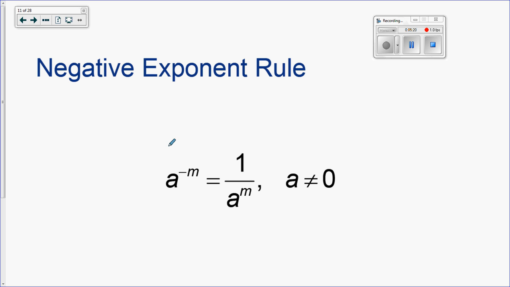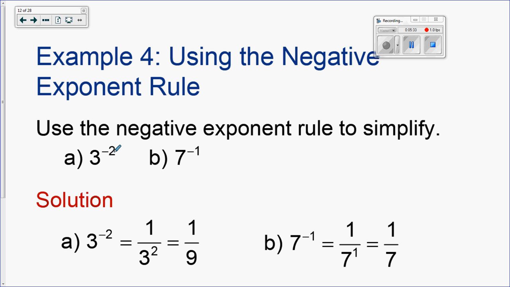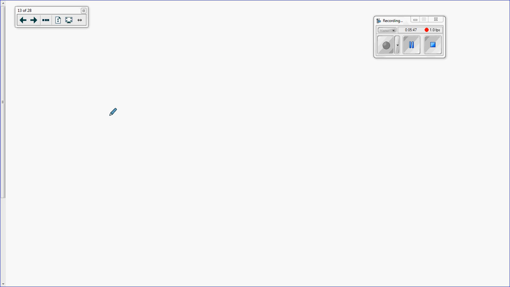Okay, and then this is the negative exponent. If you have something to a negative exponent, it means 1 over that, and then the exponent becomes positive. So 3 to the negative 2 becomes 1 over 3 to the second, which is 1 over 9. 7 to the negative 1 becomes 1 over 7 to the first, which is 1 over 7. So the negative exponent just means that you're going to make it 1 over.